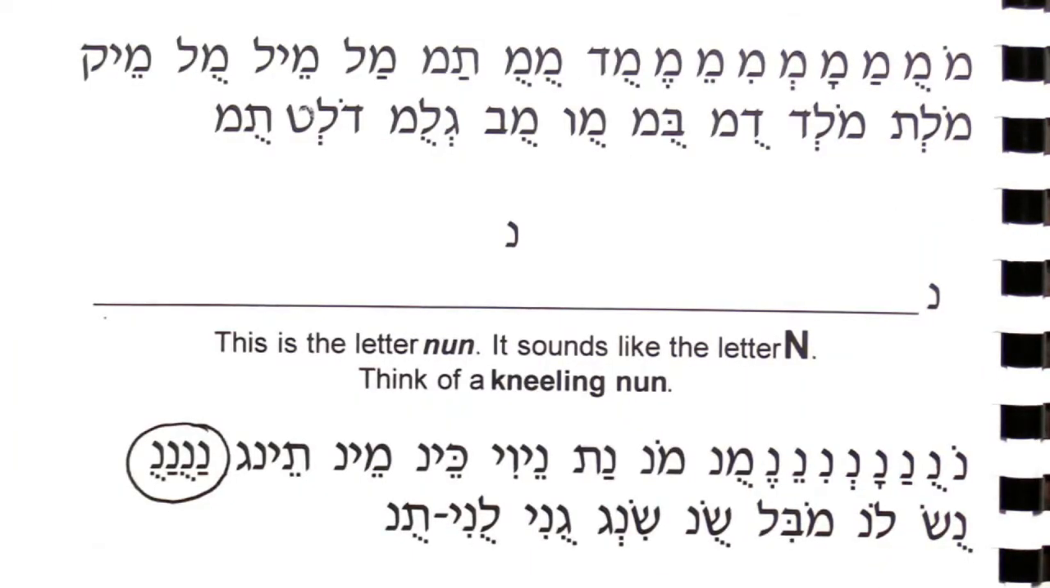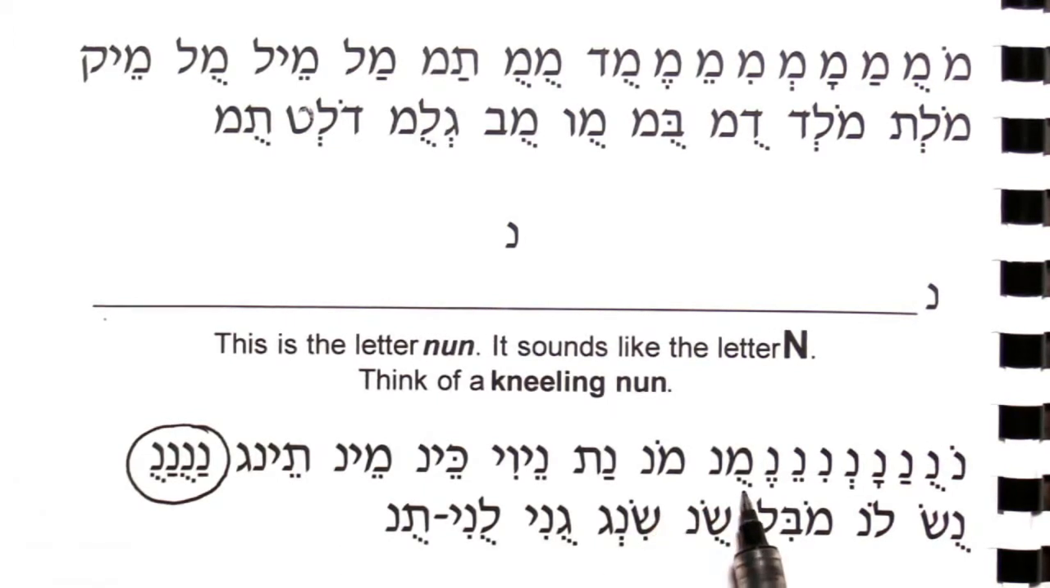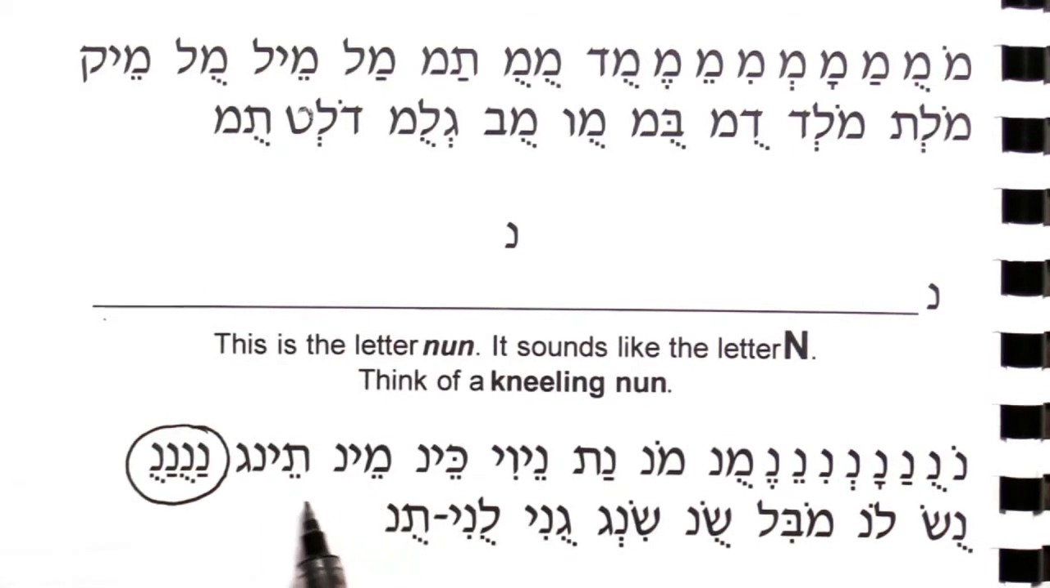All right, let's see how we did. Moon, moan, not, navy, cane, main, tang, tang. There's an orange drink called Tang. Now, did you figure out this one?